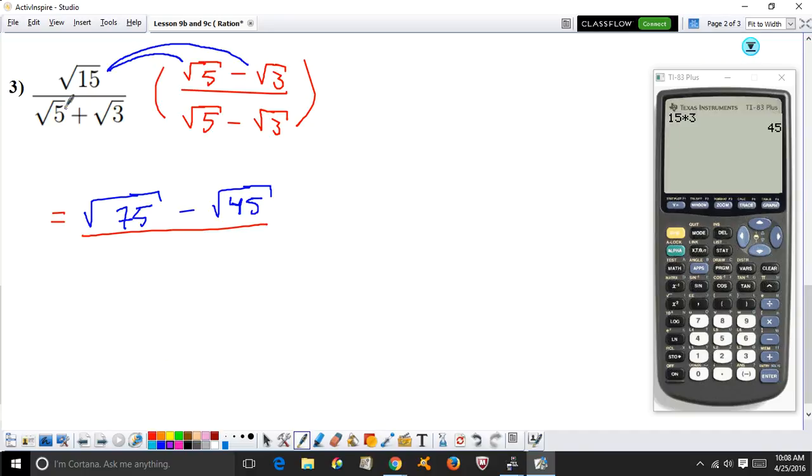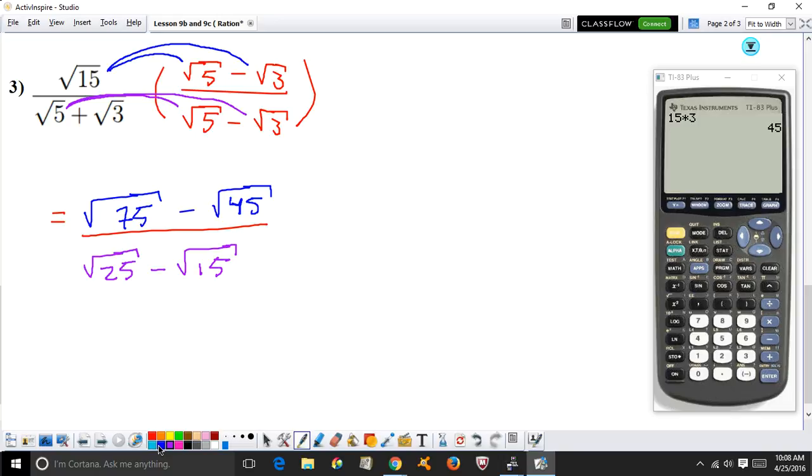Let's perform our first distribution. Square root of 5 times square root of 5. That is the square root of 25. Because 5 times 5 is 25. Square root of 5 minus square root of 3. So that's minus square root of 15. Because when you multiply square roots, you multiply the inside. So 5 times 3, that's 15.